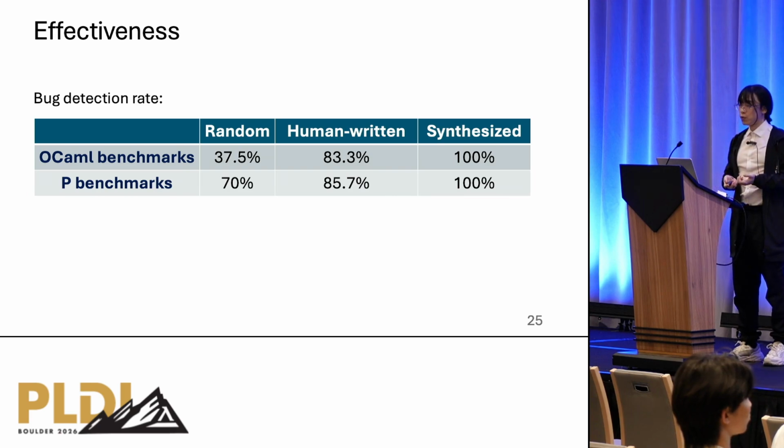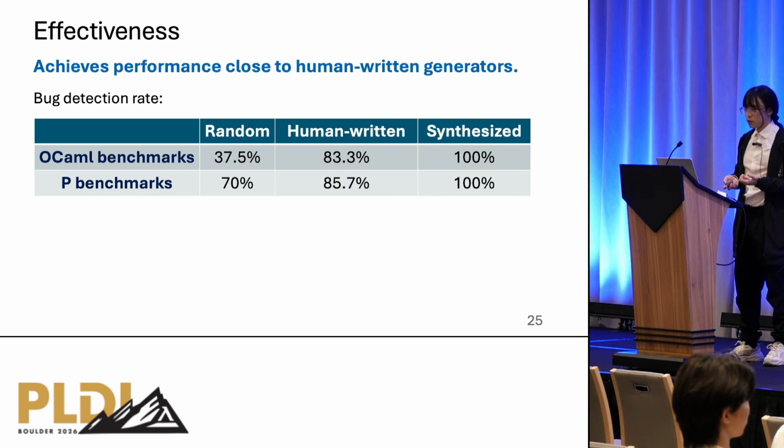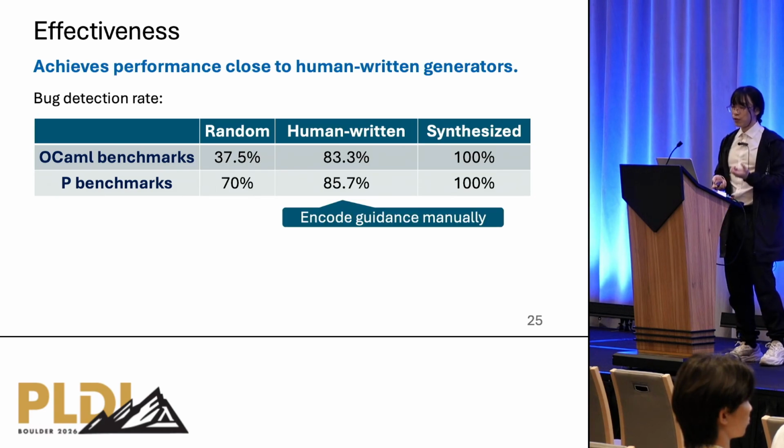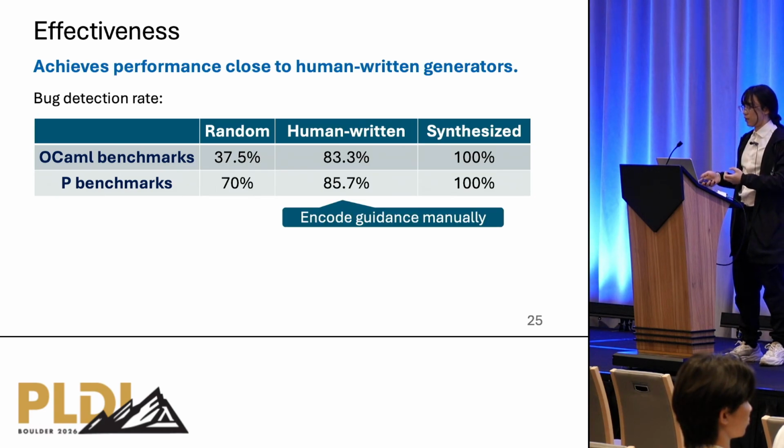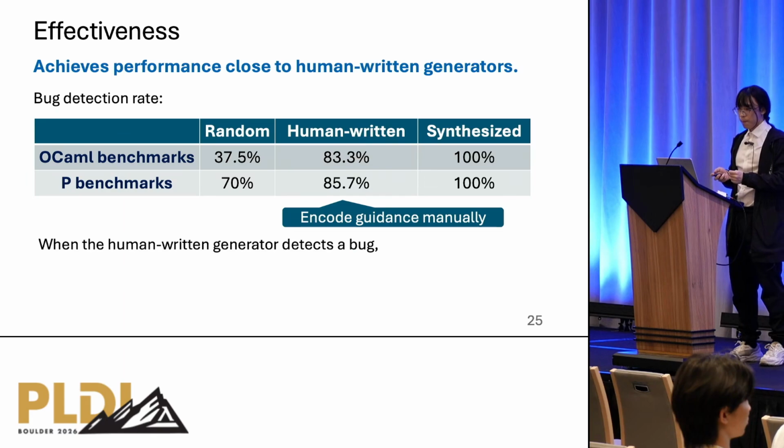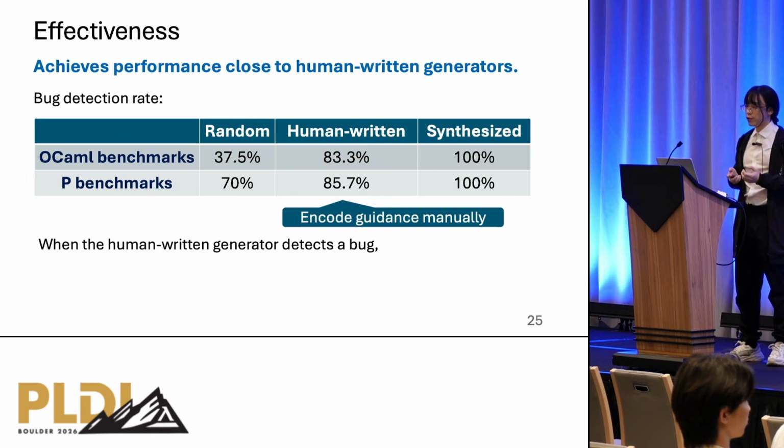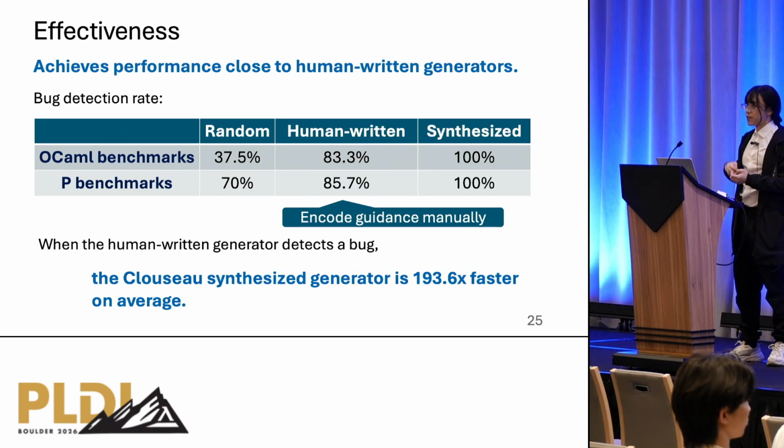And we also achieve good performance. We count the bug detection rate. For 2 groups of benchmarks, our generator synthesized by Kuso can detect 100% of bugs, although our baselines, the random generator and the human random generator, are relatively low. We want to point out that the human random generators are well designed. They actually encode all this guidance manually. And in all the cases where the human generator can find a bug, our synthesized generator can do that much faster.